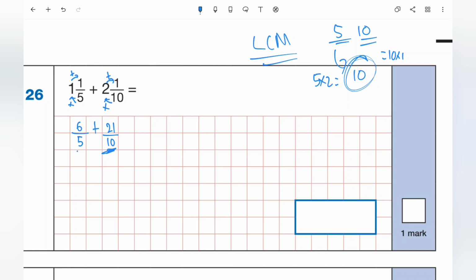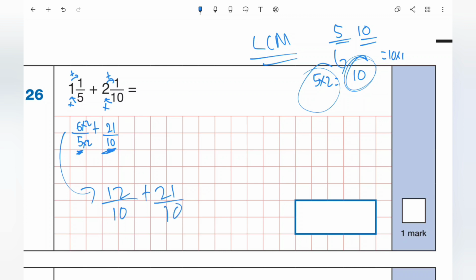What I can do is change this fraction here so that the denominator is 10. So 5, how do I convert 5 to get to 10? What do I have to multiply by? As you can see here, you do 5 times 2. Remember, whatever you do to the bottom, you must do to the top. So 6 times 2, let's rewrite this here. 6 times 2 is 12 over 5 times 2 is 10, plus 21 over 10.